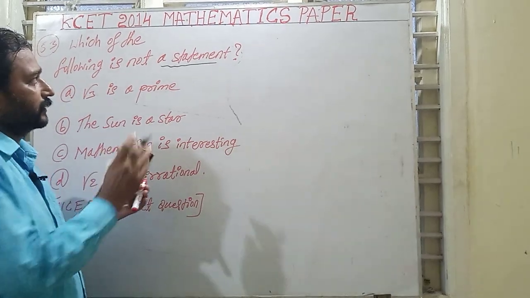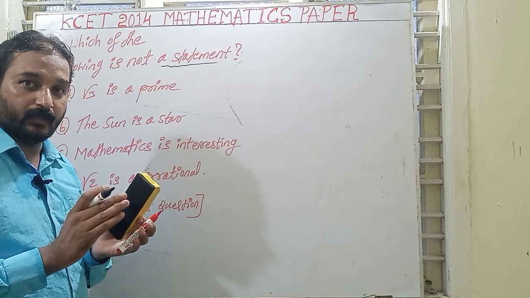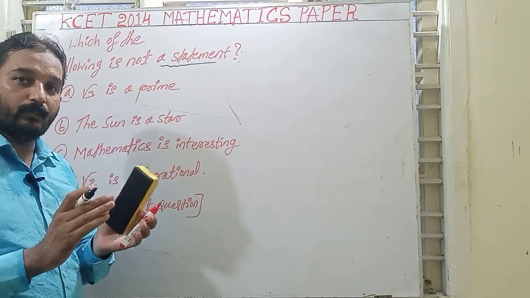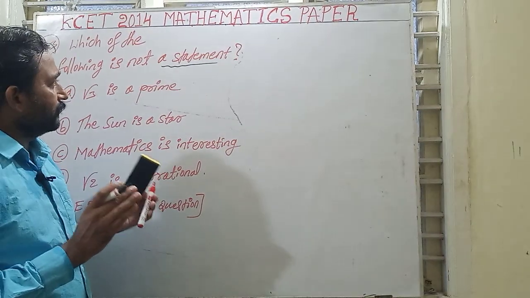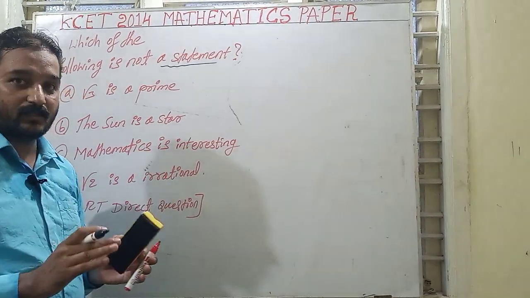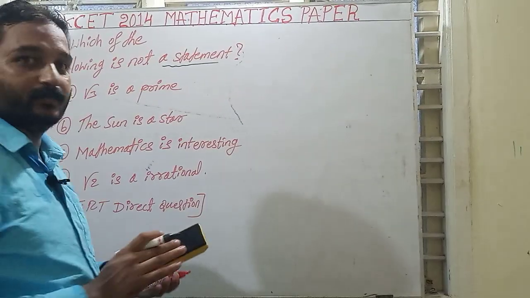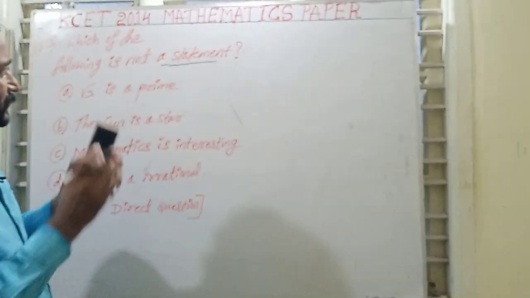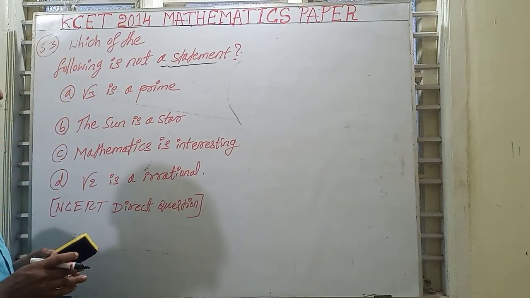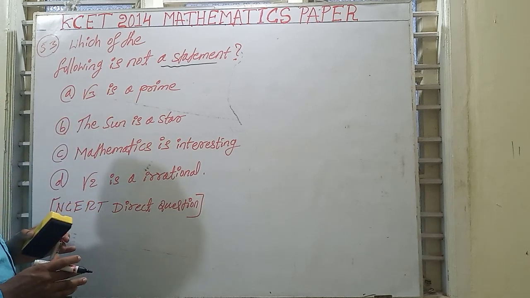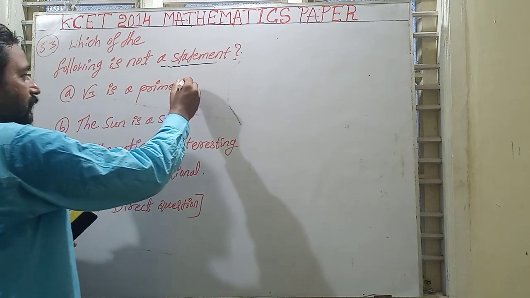Or proposition, it may be called a proposition. So what is the definition of proposition and statement? A sentence is said to be a statement or proposition if either it is true or false, but not both. Then we can say that the sentence becomes a statement. So using this definition, we have to find out which one of the following is not a statement. So first we take option A. Root 3 is a prime. So it is not correct. Root 3 is not a prime number.